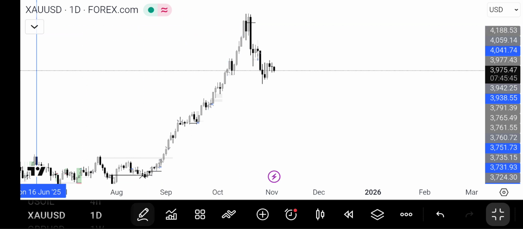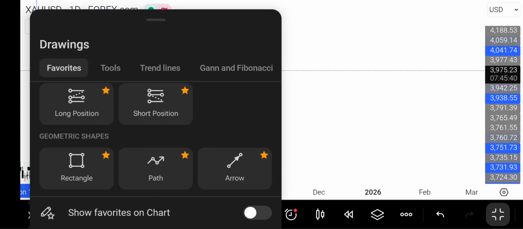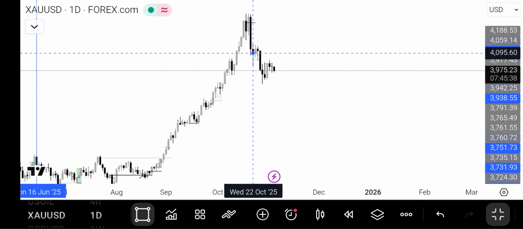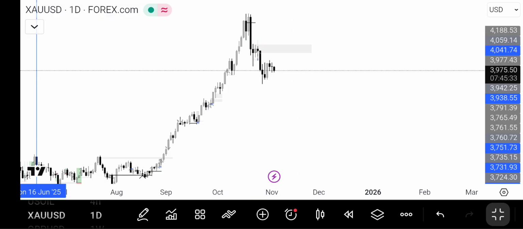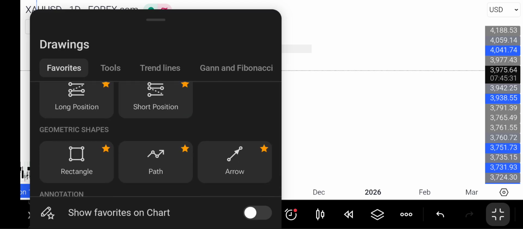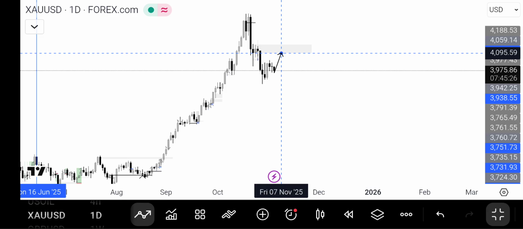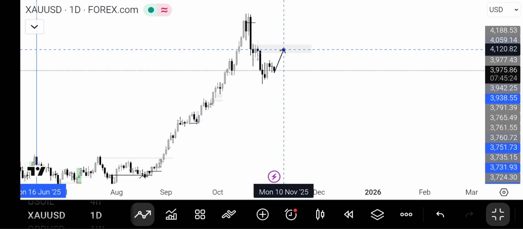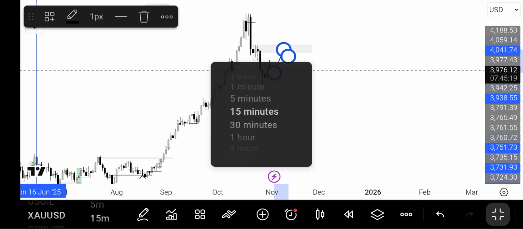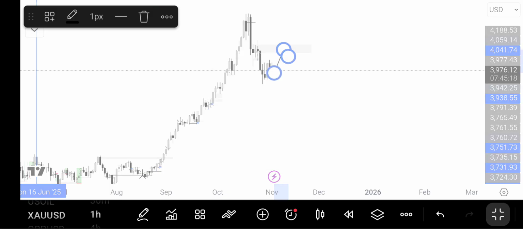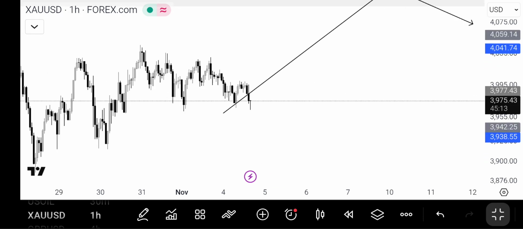So on gold, we want to see something like this. Want to see gold tap into this order block. Then we go down to the lower time frame, either the 1 hour, 30 minutes or the 15 minutes. So this is the 1 hour.